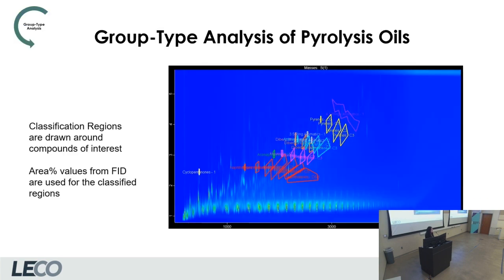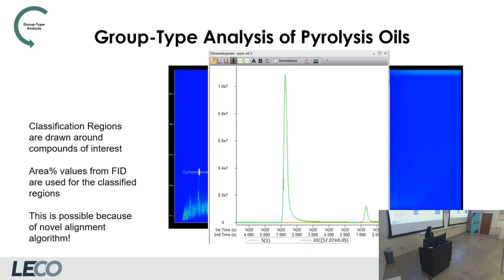So with that in mind, I decided I wanted to focus on some of the PAHs. Those seemed interesting with the normal phase separation. And so we drew classifications around there and got the area percent values from the FID. One thing I wanted to point out is that the only way we're able to do this using the MS and the FID so well is that we have a new novel alignment algorithm that you see here.